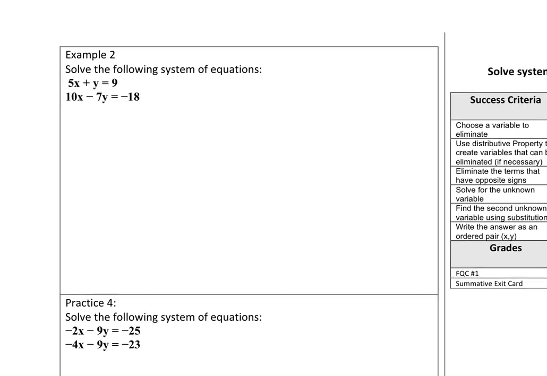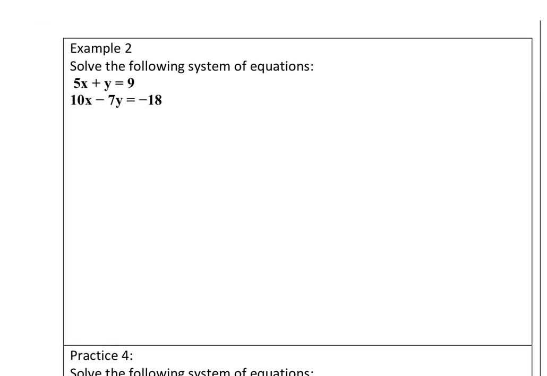Now sometimes, like I said in the success criteria, we're going to have to use the distributive property. So here, example 2, I don't have opposite signs. I don't have anything that's different signs. I can't eliminate right away. So I'm going to have to distribute something that's going to create the opposite signs. Well, I have a positive and a negative y here, but I can't eliminate it because it doesn't equal 0. So I'm going to have to distribute something to make it equal 0.